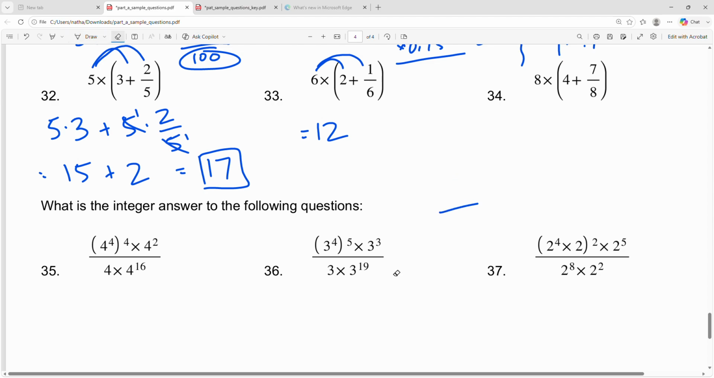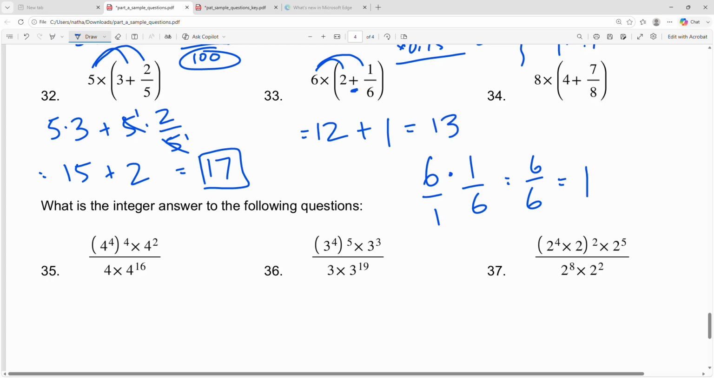If I multiply 6 times 1/6, that's the same as 6/1. 6 times 1 is 6. 6 times 1 is 6. 6/6 is 1, right? So 6 times 1/6, that's the same as saying 6 divided by 6. This gives us 1. Don't forget we were doing addition. We're adding those together. 12 plus 1, we get 13.